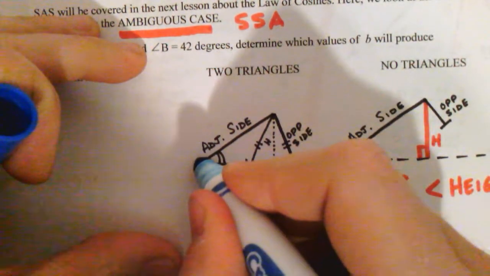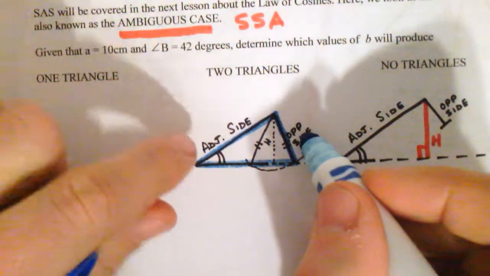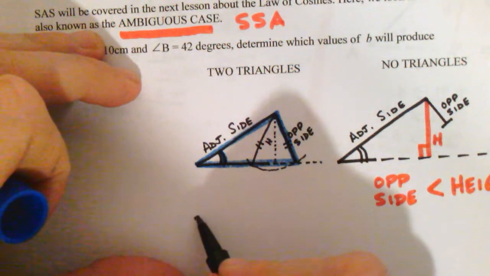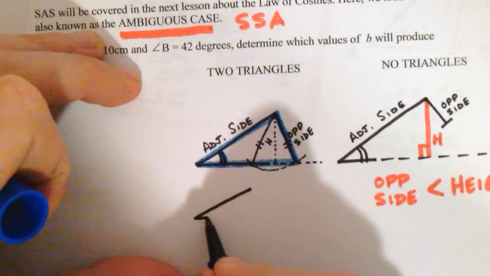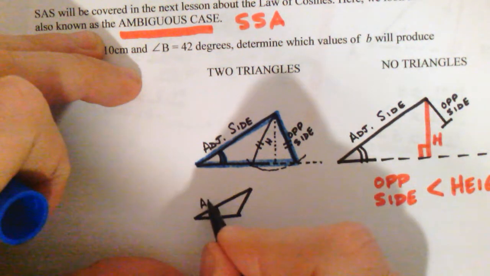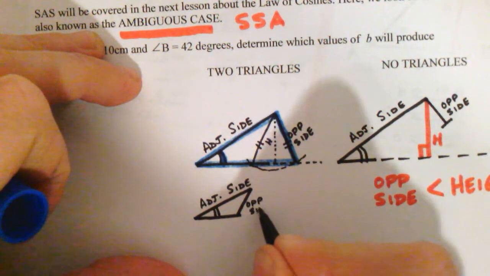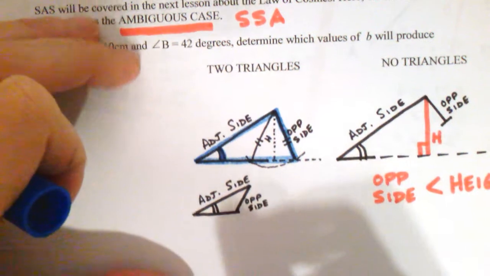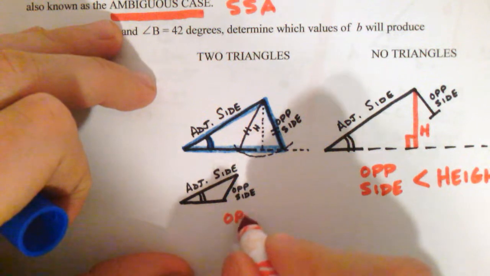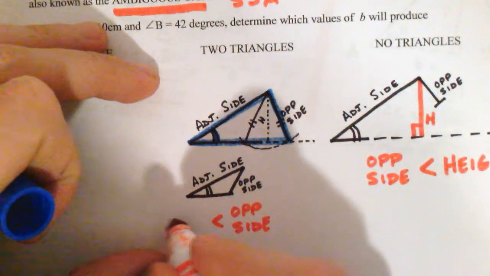You get this one right here that I'm coloring in blue that has opposite side, adjacent side, angle. But then you also get this triangle, which has the same angle, it has the same adjacent side, and it has the same opposite side, because we showed how this and this are the same length. Right. So this happens when your opposite side is bigger than your height.